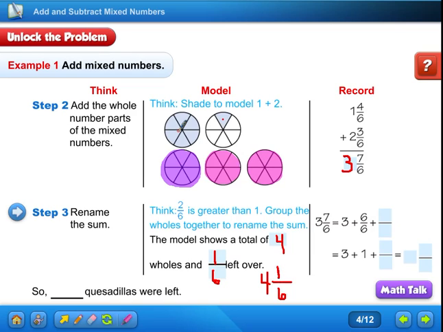4 wholes and 1/6. So what they have done is they showed you how they did it. Remember, if your bottom and your top number are the same, it is equal to 1 whole. So what they did was they took out 6/6. When they took out 6/6, that was equal to the 1 whole.